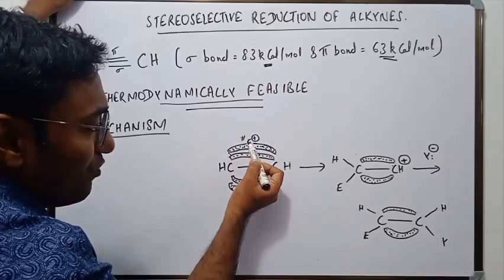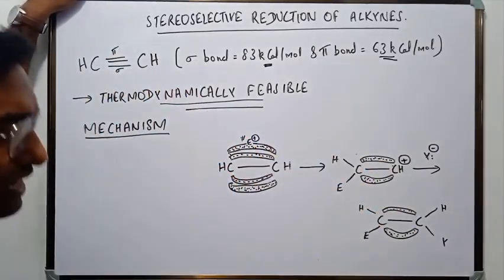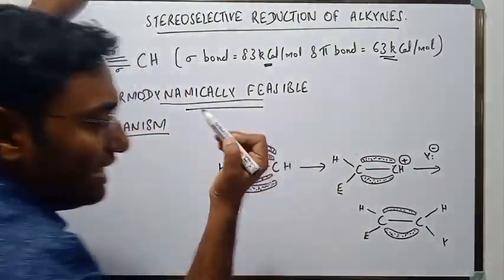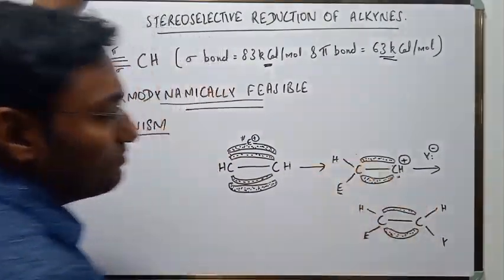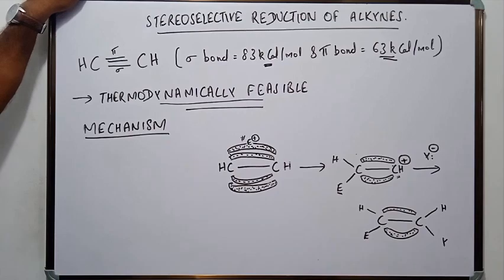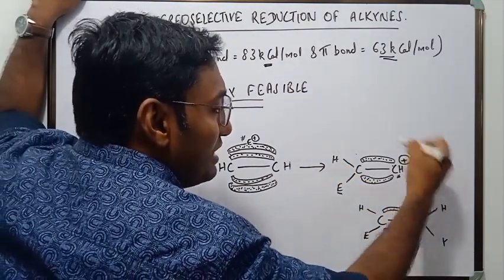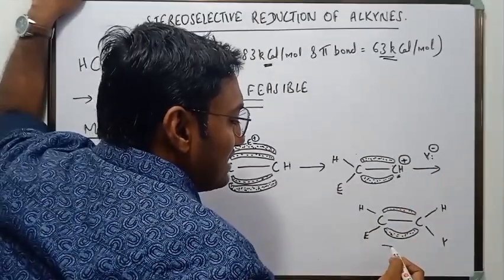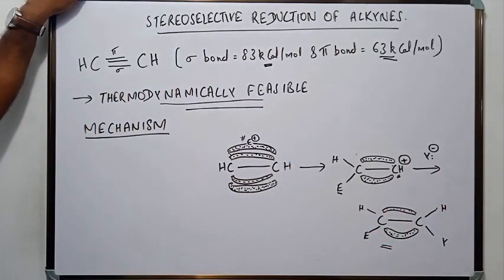Now this electrophile takes the pair of electrons from one of the carbon atoms. Okay. Assume that it has taken the electron pair from this carbon atom. In that case, it leaves a positive charge on the adjacent carbon atom. To this positively charged carbon atom, in the second step, a nucleophile attacks. And the result is an addition product or an adduct.